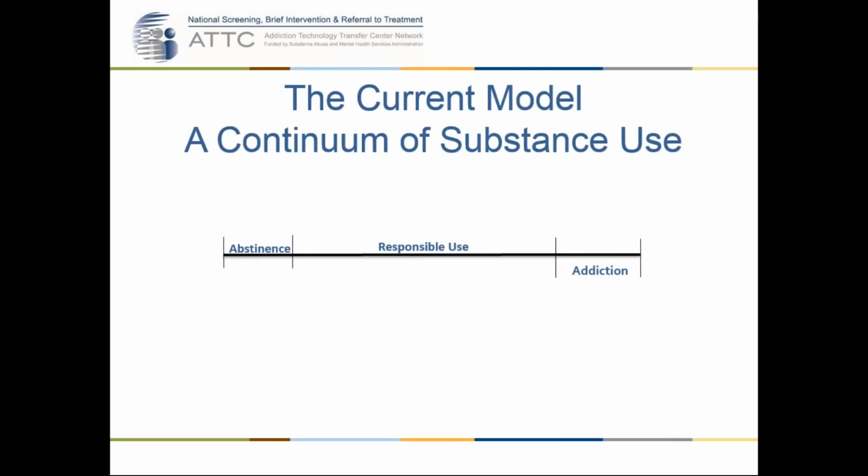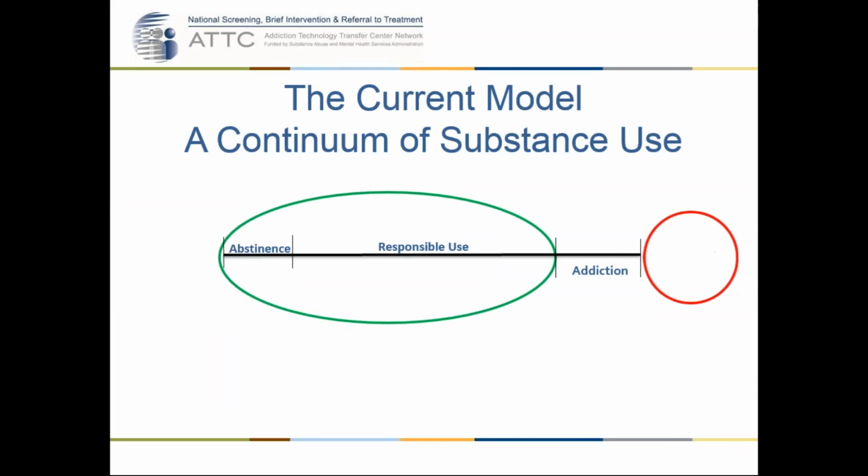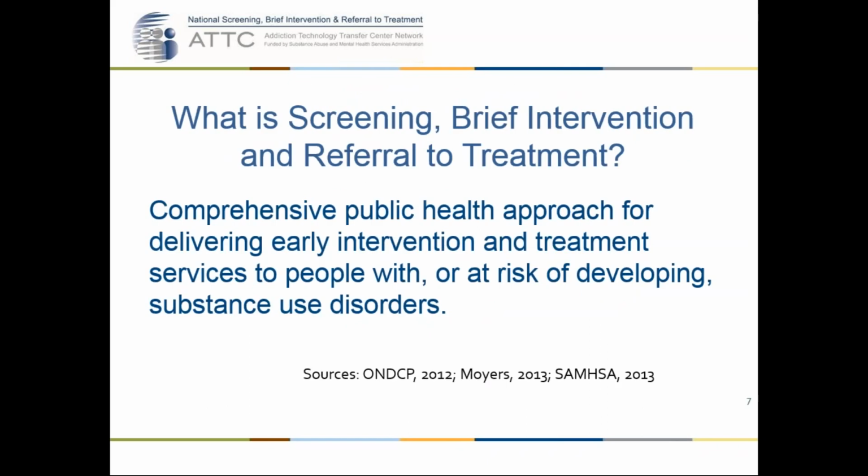Another way to visualize this is thinking of that approach along a continuum of how we currently have been addressing substance use. We have abstinence, and then we say, oh, everything is sort of responsible use. And then on the other extreme of the continuum is a substance use disorder or addiction. And so now, as we really move to that public health approach, the definition of how we address this is relying on a framework that we very fondly refer to as screening, brief intervention, and referral to treatment, or SBIRT.